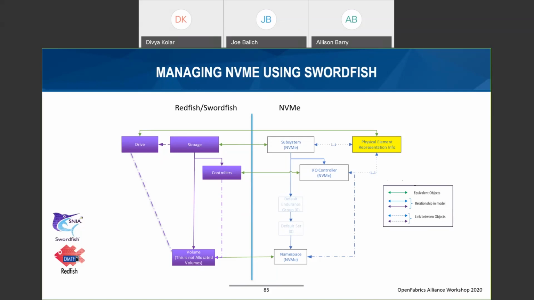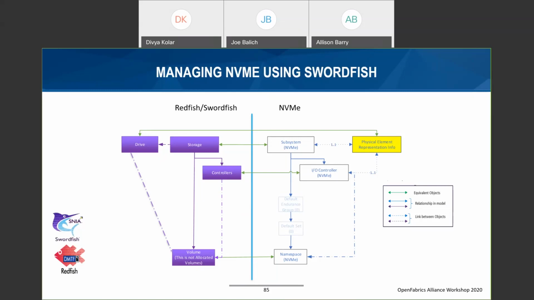Like we can see, this is a simple NVMe drive, which consists of 1 I/O controller and 1 namespace, and it does not have any endurance group or sets in this model. So it's a simple configuration. So we see that namespaces are mapped to the volumes in Swordfish, and I/O controllers are mapped to controllers, and subsystems are mapped to systems.